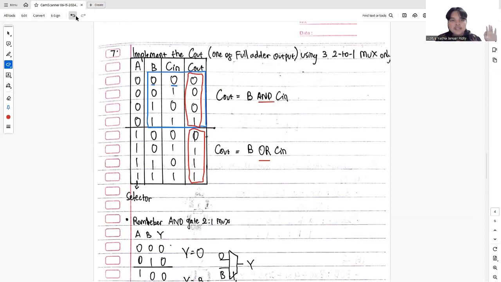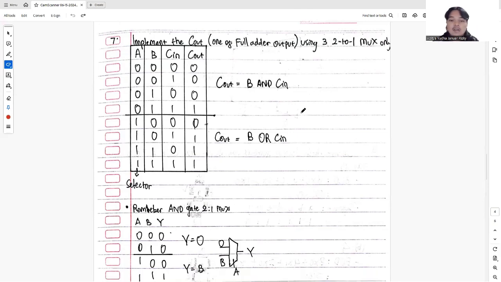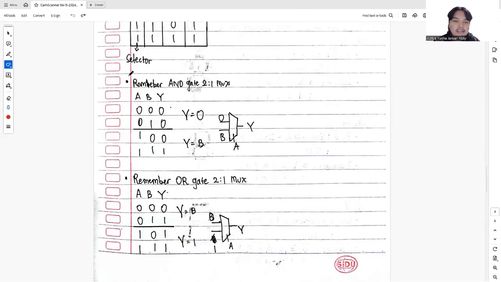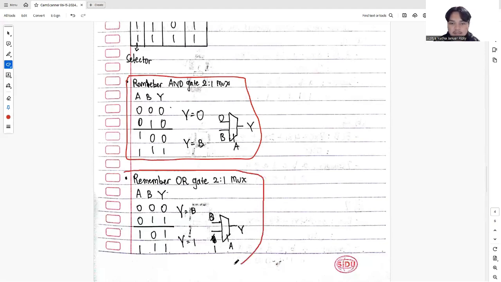Okay, done. Next step is we want to make the multiplexer circuit. But before that, we have to know the basics about the multiplexer circuit. In this case, we have to take a look at the AND gate multiplexer circuit and the OR gate multiplexer circuit, and how they work. Now one by one, from the AND gate first.